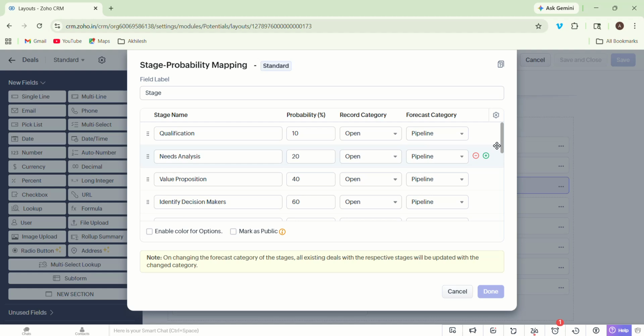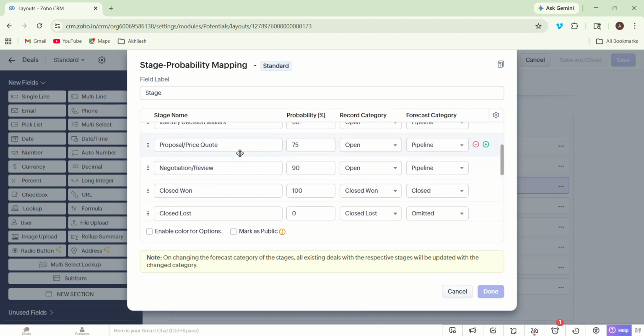So Zoho uses these probabilities to calculate how much revenue is likely to close this month. If you have a deal worth 5 lakh rupees in the proposal stage, that means it's at 75% probability. So Zoho will count 3.75 lakhs towards your forecast. Multiply that across 50 deals, you have a revenue forecast that your leadership team can actually make decisions from. But this is critical: that forecast is only as accurate as your pipeline stages.